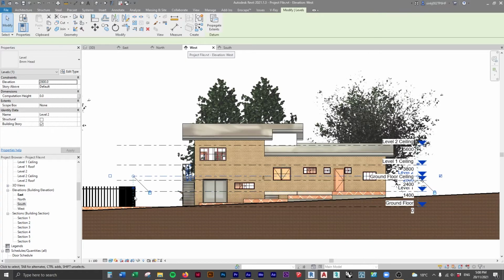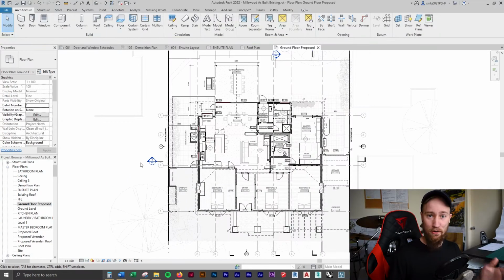Now he got quite frustrated, and in the end I'm pretty sure he ended up printing it, changing it, and then printing the other elevation. So that's not the best way to do this.